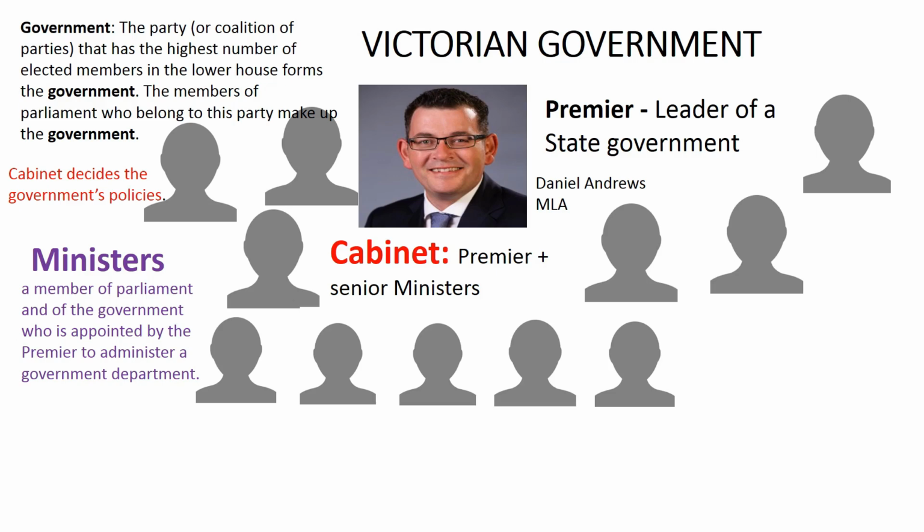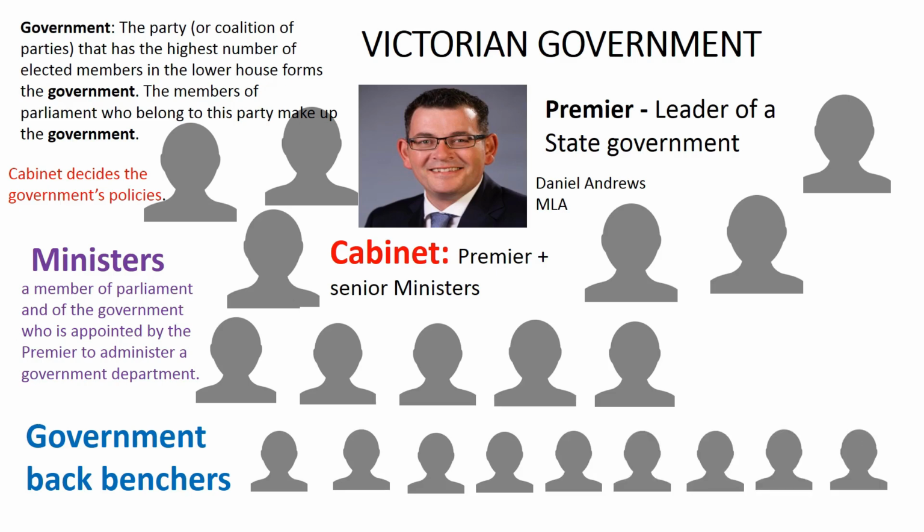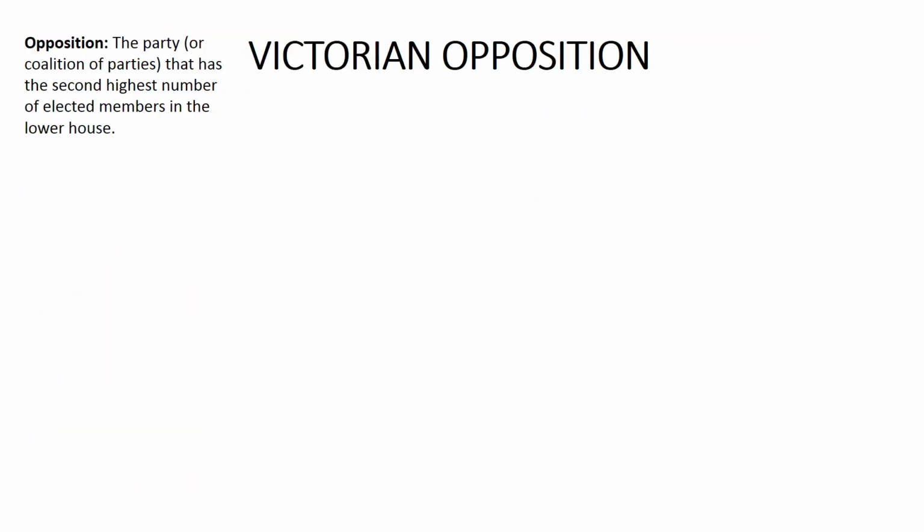There are also members of the government who haven't been appointed as ministers by the Premier, and these are called government backbenchers. So, the Labor Party is currently Victoria's government, but there are a number of members of the Liberal Party, the National Party, the Greens, the Justice Party, the Liberal Democrats, the Animal Justice Party, the Reason Party, the Shooters and Fishers Party, the Sustainable Australia Party, and the Transport Matters Party, who have been elected to the Victorian Parliament.